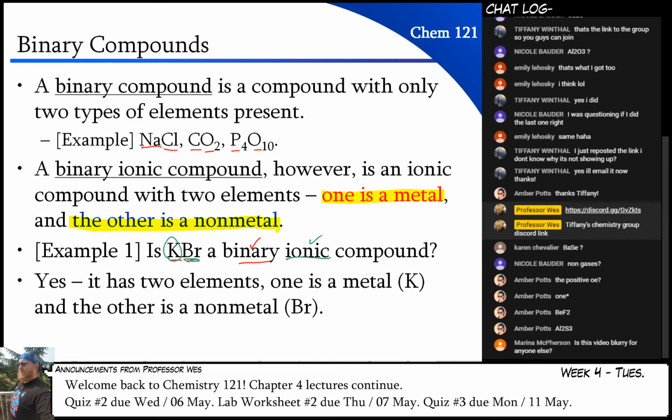Now, the reason that we're going over this is because this is going to be the first question that you ask yourself when you are naming a substance. Is it binary and is it ionic? If it isn't, you cannot use the naming rules we're going to talk about today.